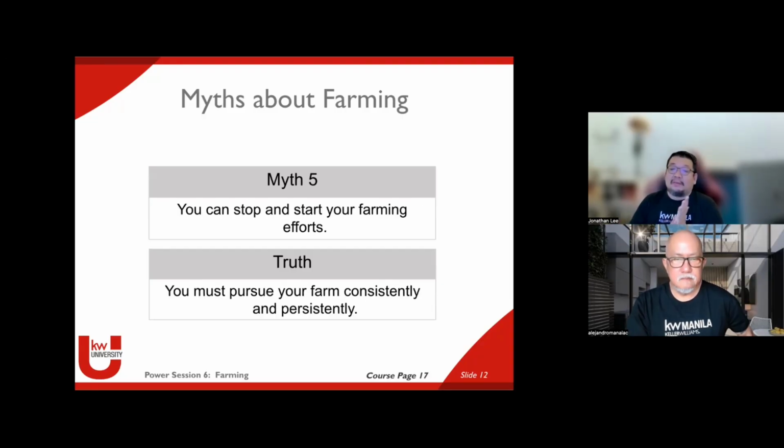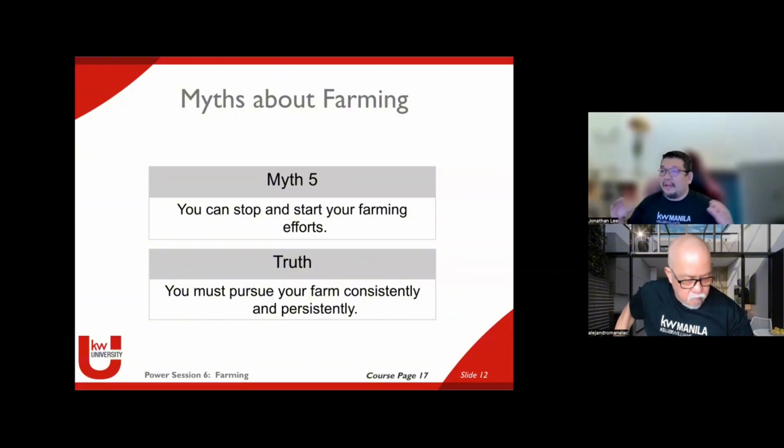"You can stop and start your farming at first." That's not true. You've got to pursue your farm consistently and persistently, meaning you've got to be there consistently. You can't say, I want to stop farming for 3 weeks and see what happens. No, you have to think about consistently doing your farming activities. Open houses are very good farming activities. I did many open houses in big estates, the big bungalow estates, houses costing around, let's just say in pesos, about 200 million pesos, 100 million pesos. I was working on those kinds of houses and creating a lot of events, wine events, cheese events. I even had an art display before.